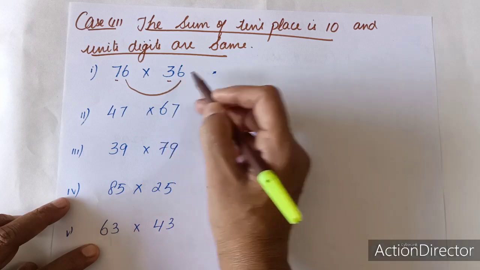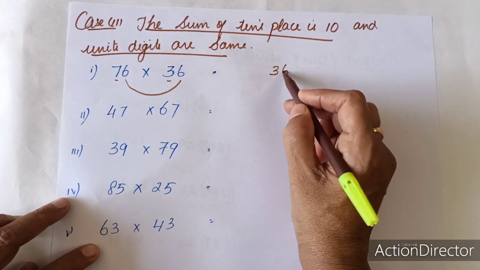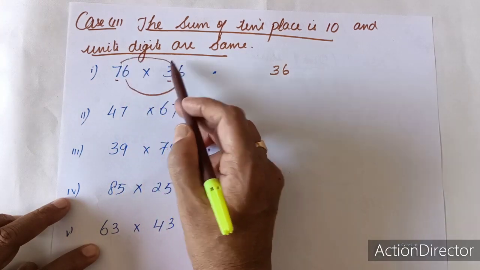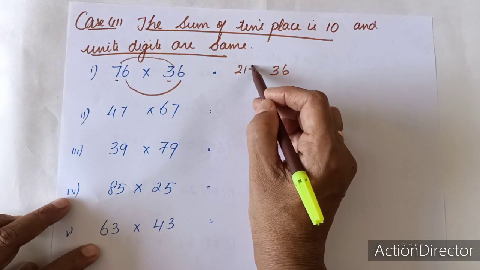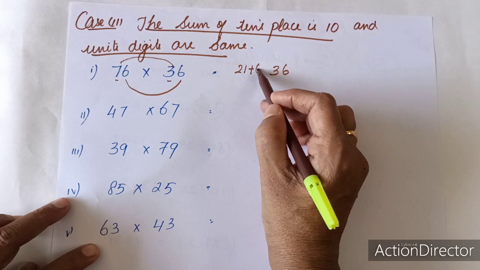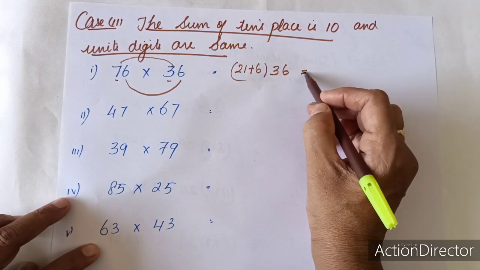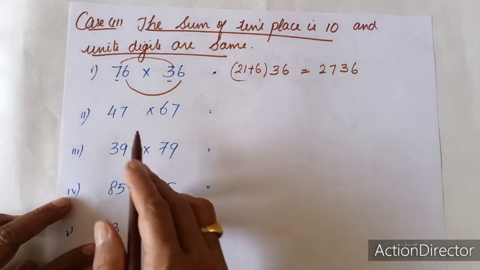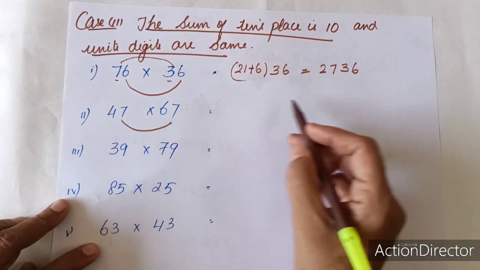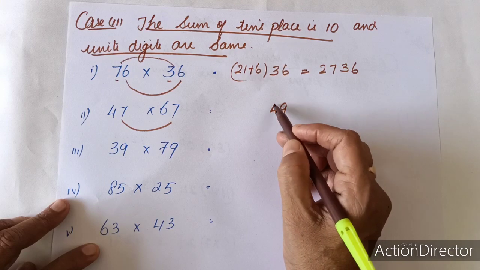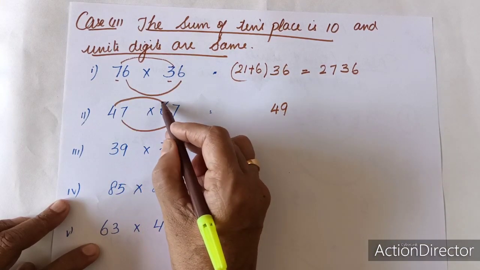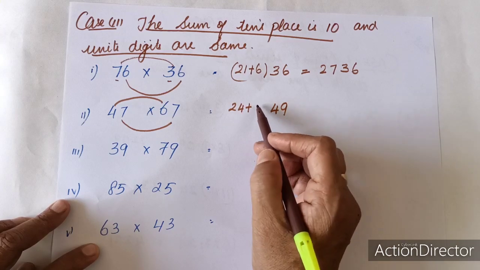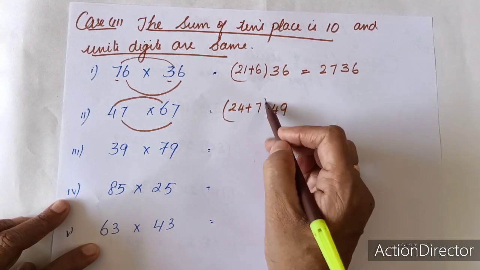6 6s are 36. Next, here we are going to do a little change, that is 7 3s are 21, but we are going to add one unit place, that is 6. So my answer will be 2736. Moving on to the second one, 7 7s are 49. Next, 6 4s are 24, but we will be adding 7 over here because the unit place is 7. So this is equal to 3149.